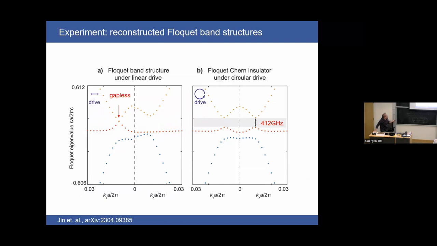Finally, we can take all the experimental results together and reproduce the Floquet band structure, again with frequency on the y-axis as a function of momentum, kx and ky. You can see that the Floquet band structure looks very different when you use different polarized driving fields. If you use a linear polarized drive, you see the gap is again open along kx, but it remains gapless along ky. If you use a circular polarized drive, the gap is open in all different directions. The largest gap we have opened is about 400 gigahertz or so. And this is, as far as we know, the first demonstration of a Floquet topological insulator using this nonlinear system.